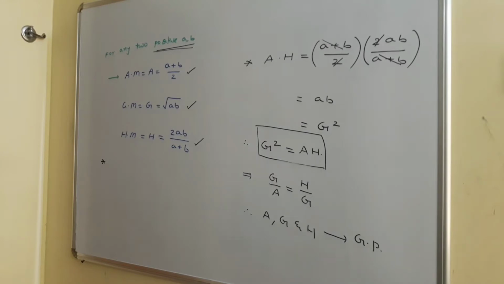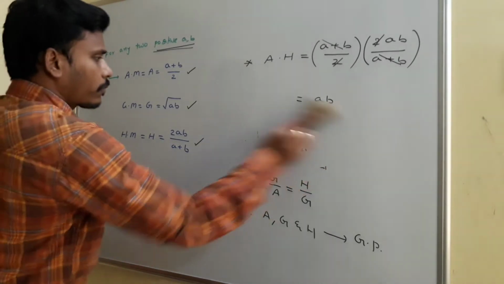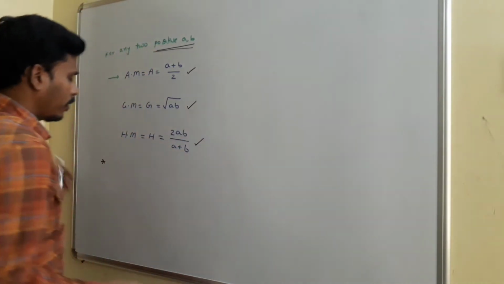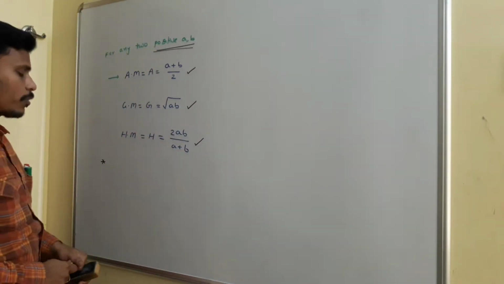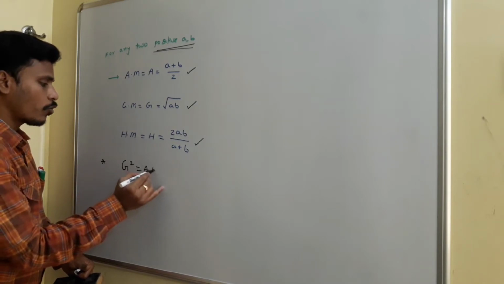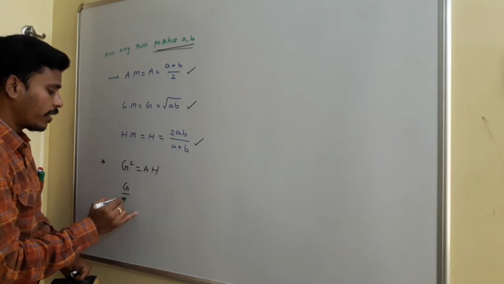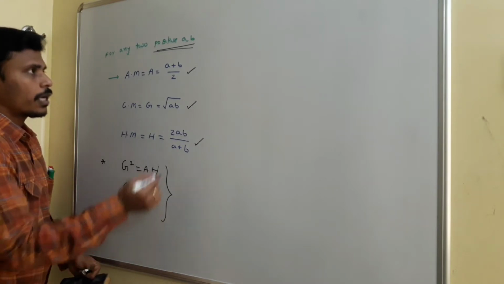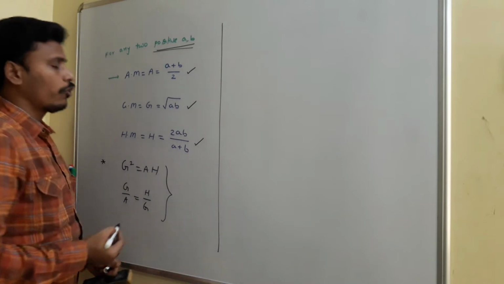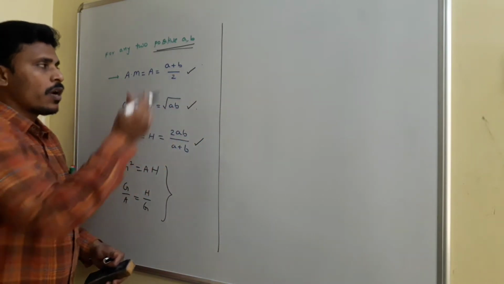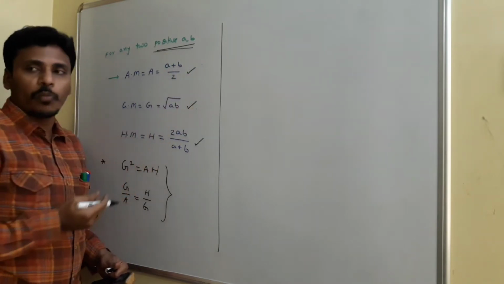And the next task is just to compare the arithmetic mean and geometric mean. Which one is greater, which one is smaller, right? So the first relation in my hands is that G square is equal to AH, and from there we write that G/A is equal to H/G. Now for the second relation, what I am going to give you is, I wish to compare this arithmetic mean and geometric mean. Which one is greater and which one is smaller, right?